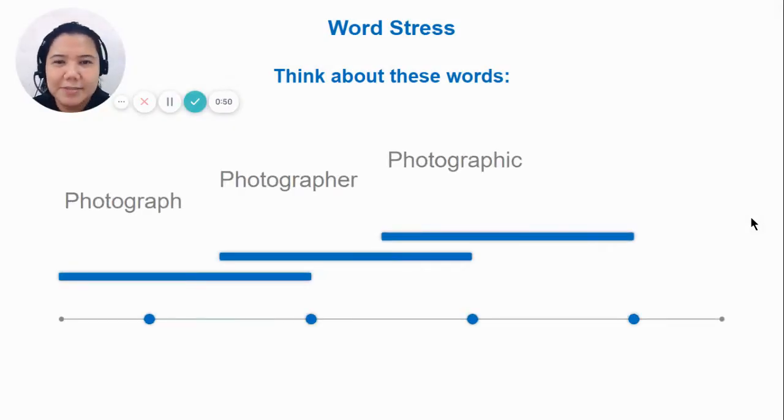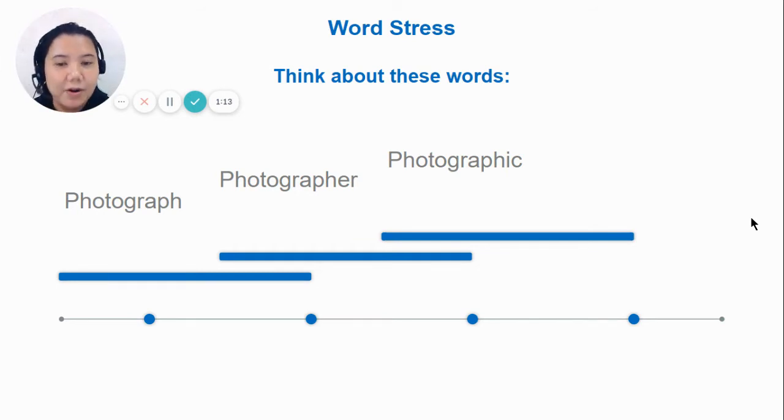Every word is made up of syllables, and normally one or more of these are said more strongly than the others. If we don't do this correctly, it is often difficult for a native speaker to understand what is being said. And this can lose you marks in the IELTS test. So let's try to practice.